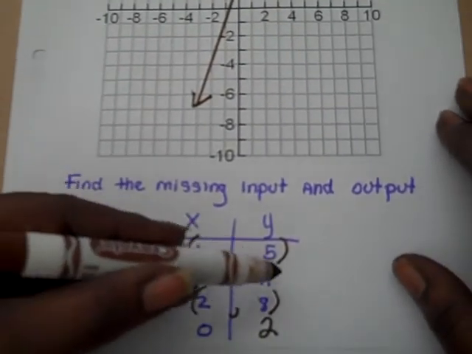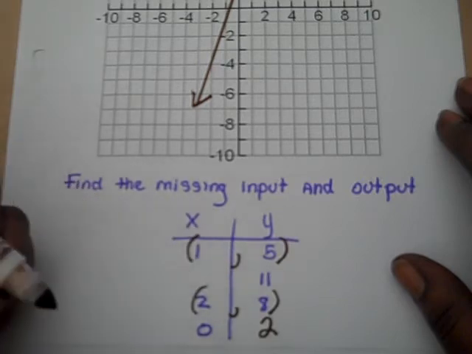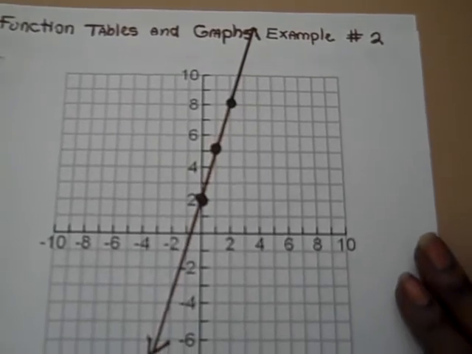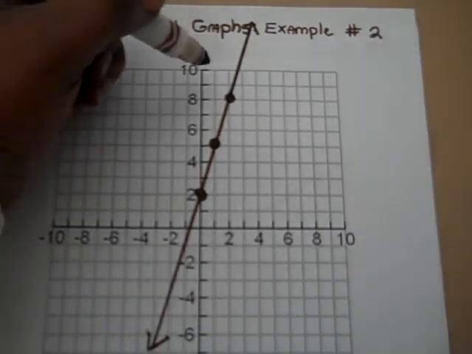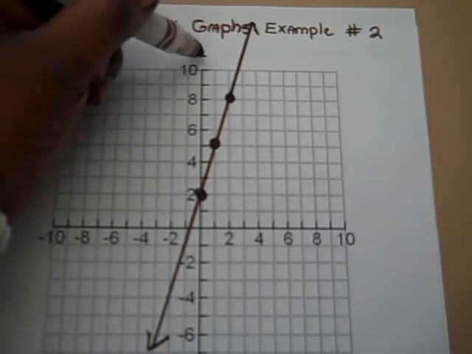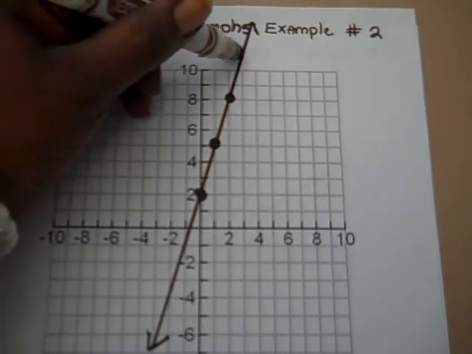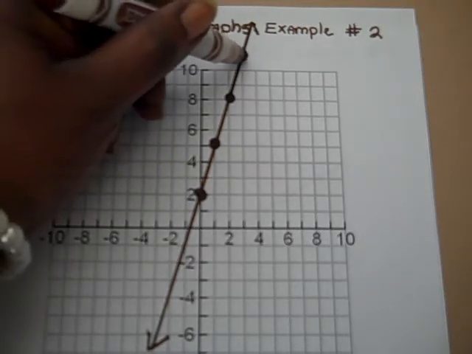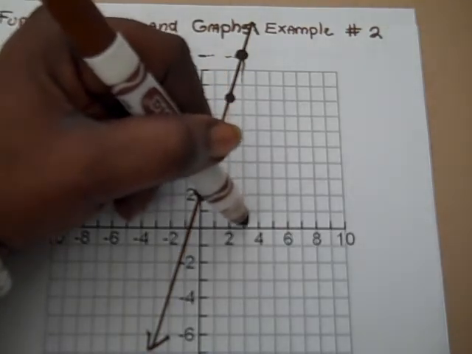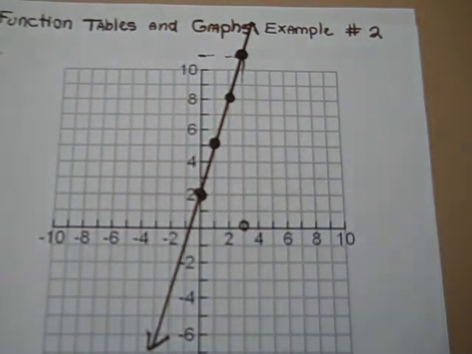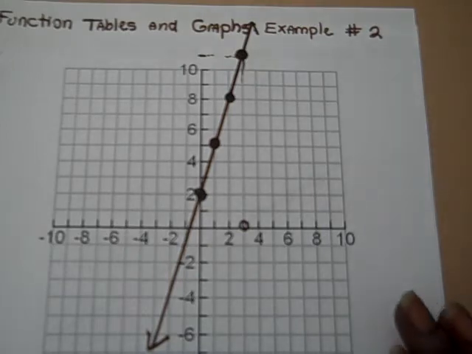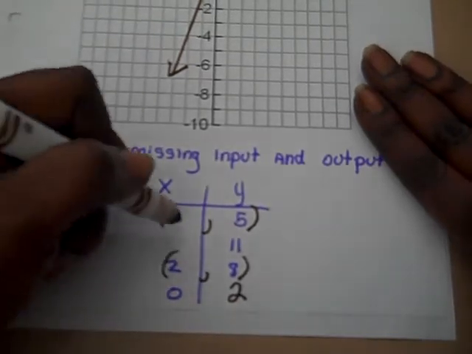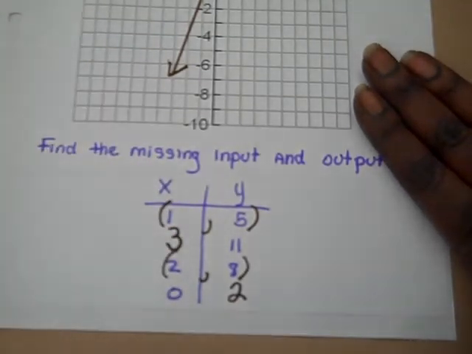Also, it can be done backwards. If given the output, we can find the missing input. If we look at our graph, when y is 11, which is kind of off of the chart, so we're just going to estimate about right here. When y is 11, it looks like the point would be located here on our graph, and if we scroll down, when y is 11, x appears to be 3. So when we have our output of 11 in our chart or table, the missing input was 3.